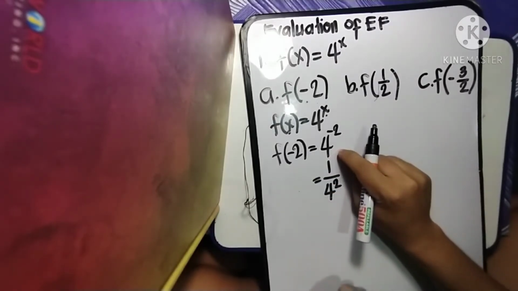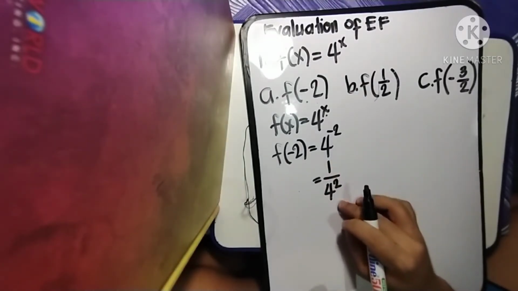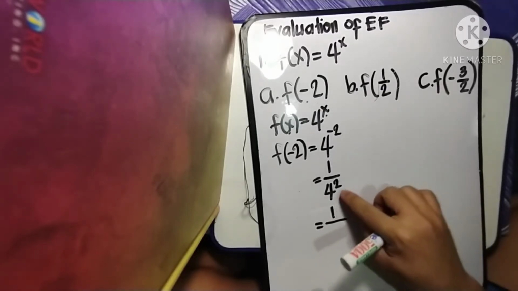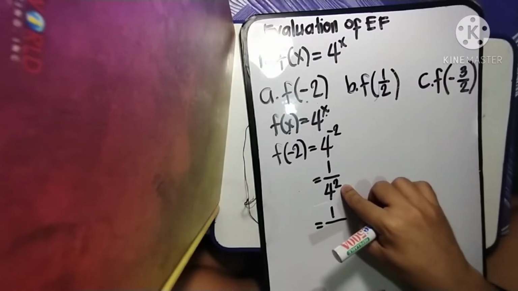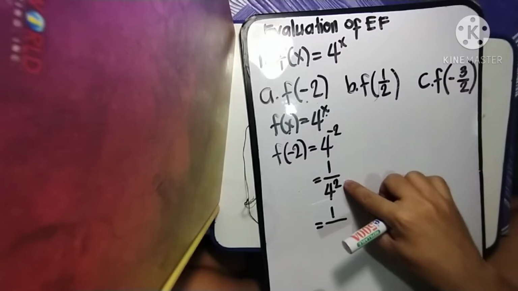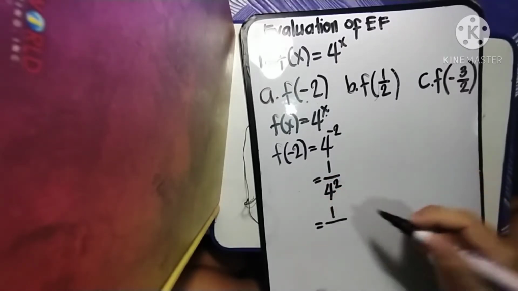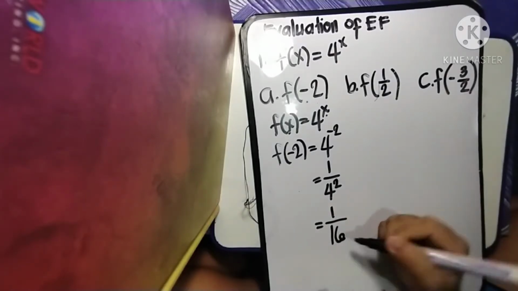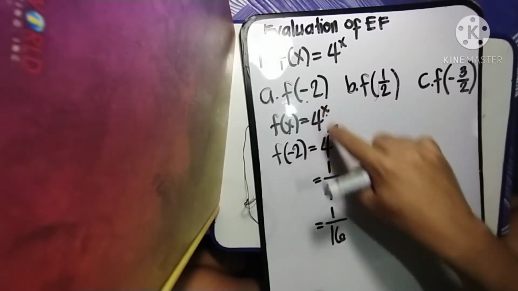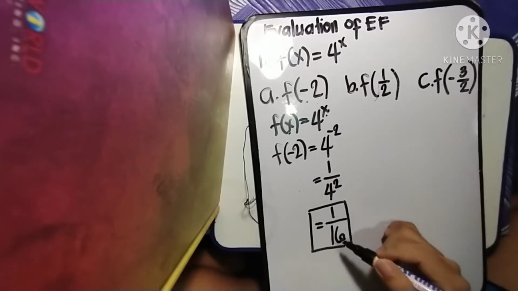Next is to simplify 1 over 4 to the power of 2. 4 to the power of 2 can be expressed as 4 times 4, because the exponent indicates how many times we are going to multiply 4 by itself. So 4 times 4 is 16. Therefore, if x is equal to negative 2, then the value of our function is 1 over 16.